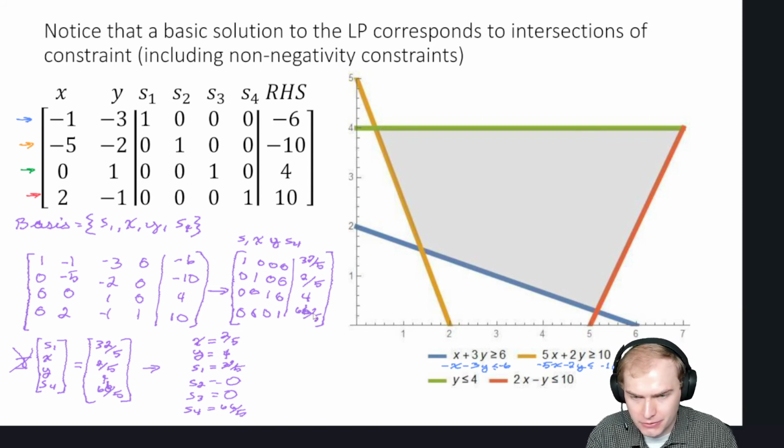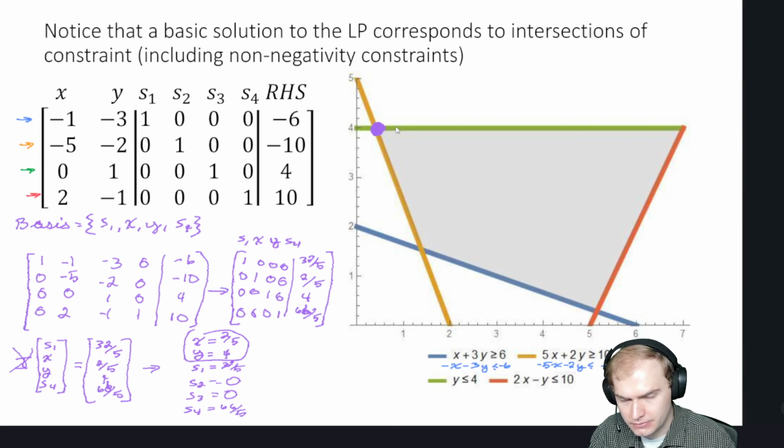So what solution does this correspond to? Or what point on the plot does it correspond to? Well, x and y are our two decision variables. They're the ones in the plot. So that's going to be x is 2/5, y is 4. That's this point. And we can see that it is the intersection of those two. It is exactly the intersection of those two hyperplanes, of those two constraints, because S2 and S3 are 0.